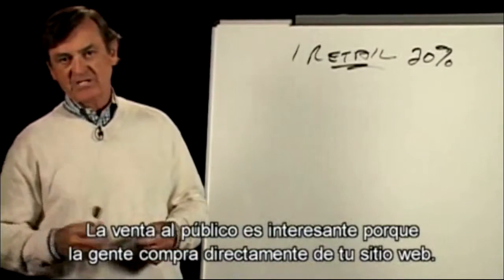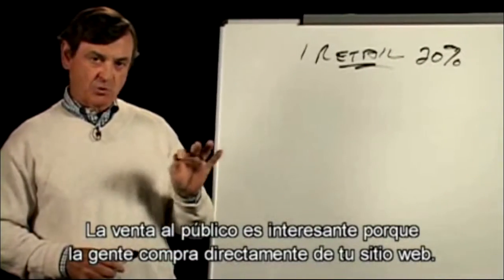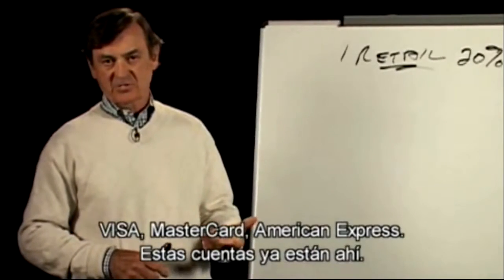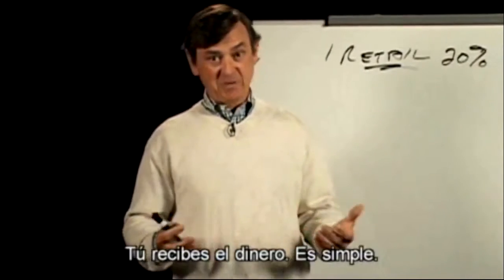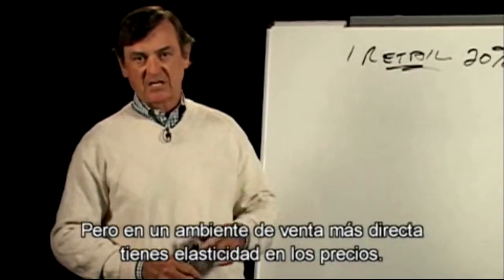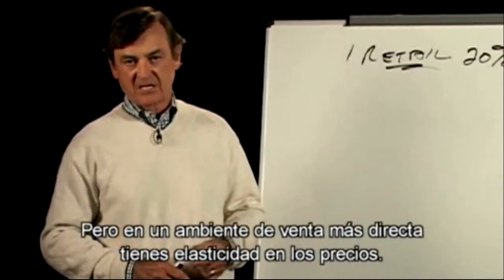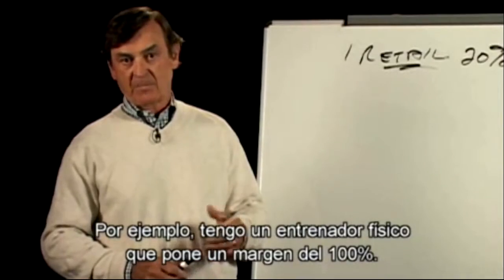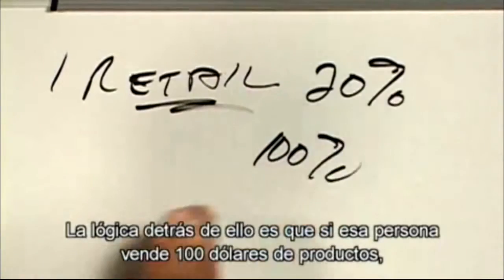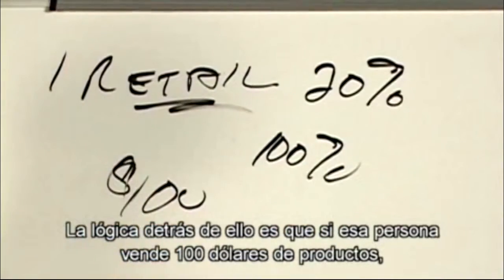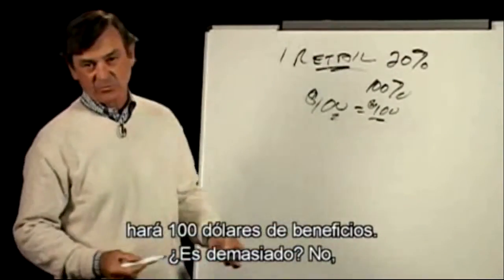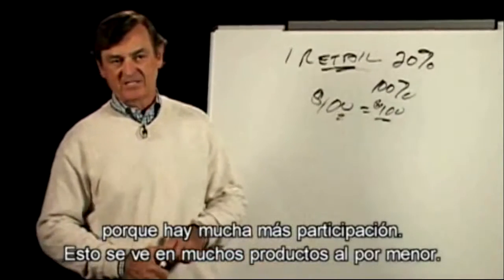But what's interesting about the retail is that if folks are ordering direct from someone's site, the company offers you Visa, MasterCard, American Express, all the merchant accounts are built in, you get paid. So it's pretty simple. You don't have to set all that up. But if you're actually in more of a retail environment, you have elasticity in the pricing. For instance, I have a fitness trainer that marks it up 100%. Now the rationale, so just to do the math, if that person sells $100 in product, they make $100 in profit. Is that obscene? Not really, because the rationale is there's a lot more hands-on.